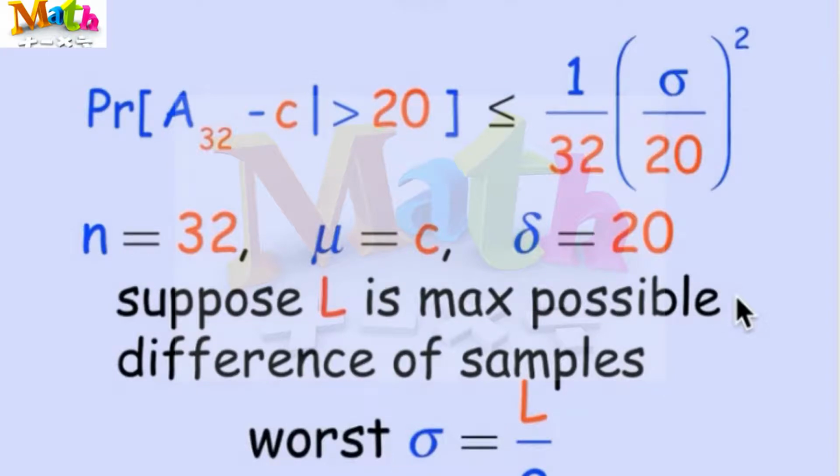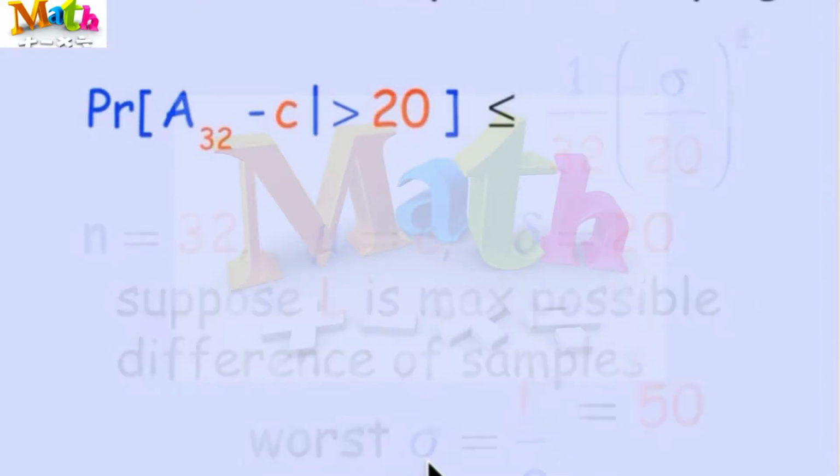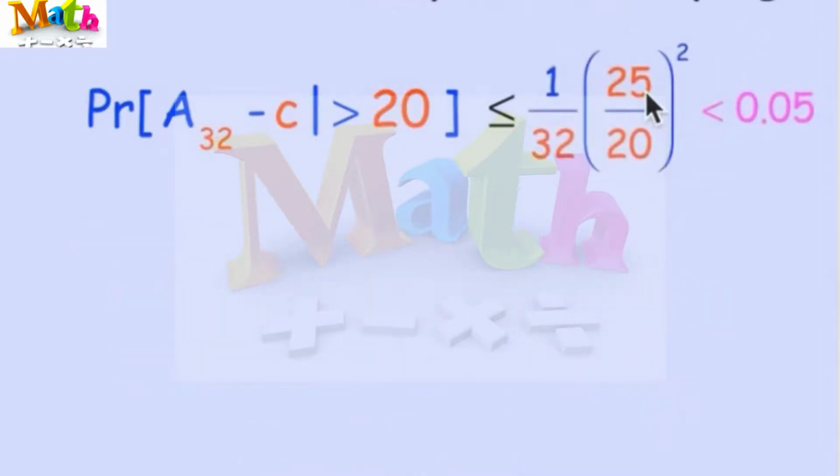If you know that your measurements are going to differ by at most L between max and min, the standard deviation can't be more than L over 2. And if we know that L is 50, then I finally have a number to plug in, because now I can plug in 25 for sigma. So let's do that.